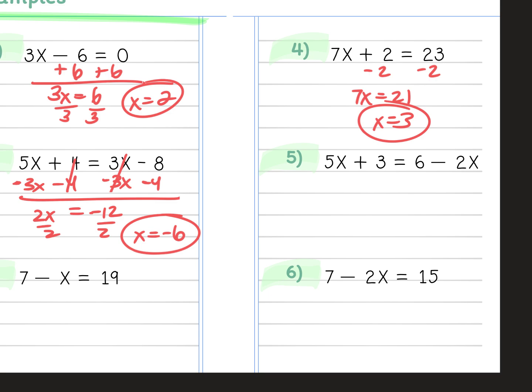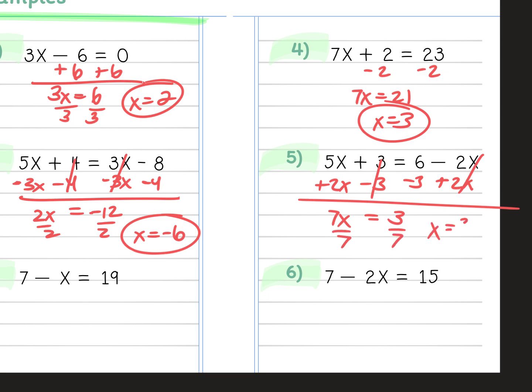All right, go over to 5. Again, I'm going to do the same thing. I'm going to move my 2x to this side, so I'm going to add it. Then I'm going to subtract 3. So 5x and 2x is 7x. 6 minus 3 is 3, and my 2x's cancel. Divide both sides by 7, and I get x equals 3 over 7.